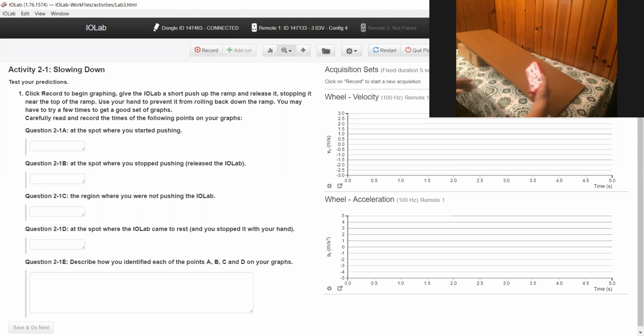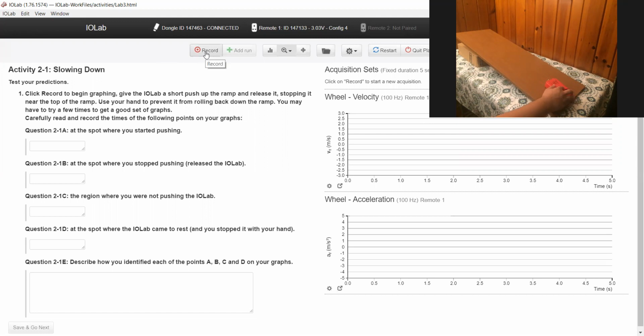Make sure your positive y direction is this side, meaning the double wheel towards the single wheel is this side. The eyeball has to be facing up. So that is our positive y axis, and that's negative. What you can do, they want us to record: give a quick push, release it, and stop it near the top of the ramp.